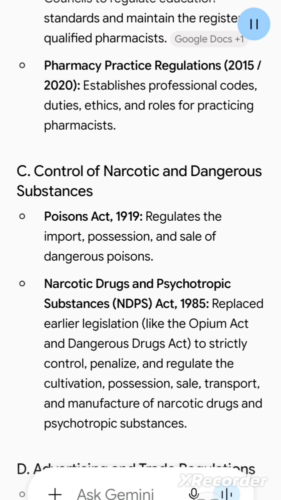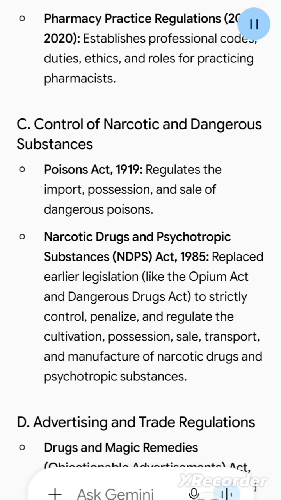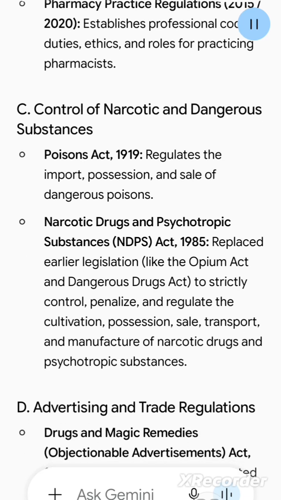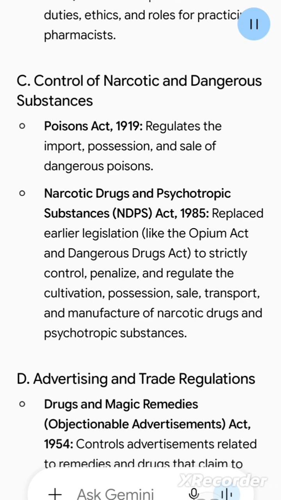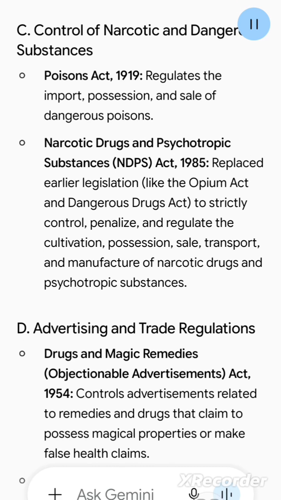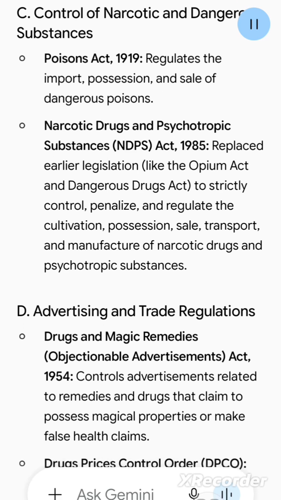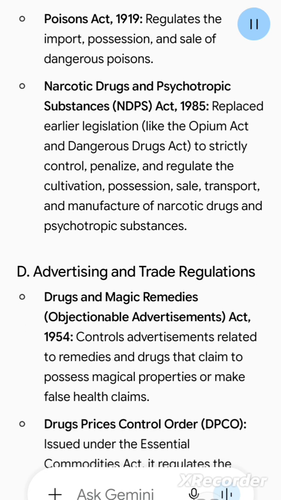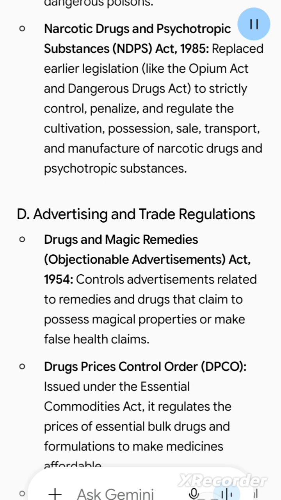C. Control of narcotic and dangerous substances. Poisons Act 1919 regulates the import, possession and sale of dangerous poisons. Narcotic Drugs and Psychotropic Substances, NDPS Act 1985, replaced earlier legislation like the Opium Act and Dangerous Drugs Act to strictly control, penalize and regulate the cultivation, possession, sale, transport and manufacture of narcotic drugs and psychotropic substances.